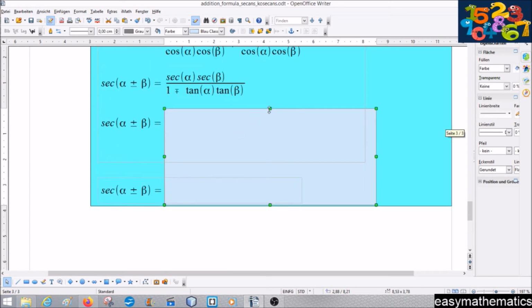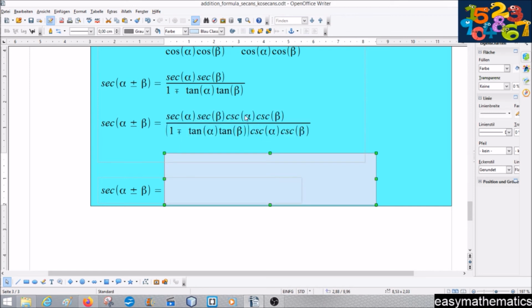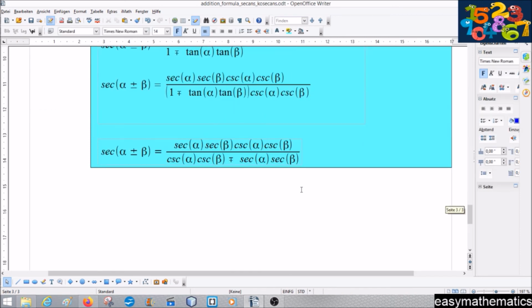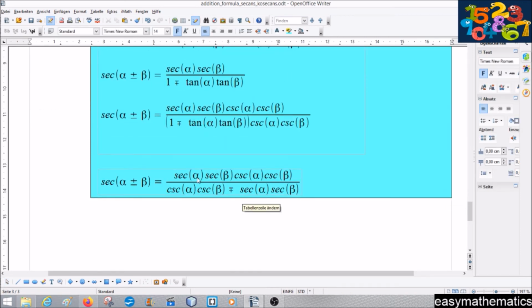And for the second one, we extend one more time with cosecant alpha times cosecant beta. So we multiply through the braces. And what you get, you can think about that, is this result. So the numerator, secant alpha times secant beta times cosecant alpha times cosecant beta. 1 times the product of the cosecants is the cosecants, and tangent times cosecant is secant. Think about that. And this is the addition formula for the secant in terms of secants and cosecants.